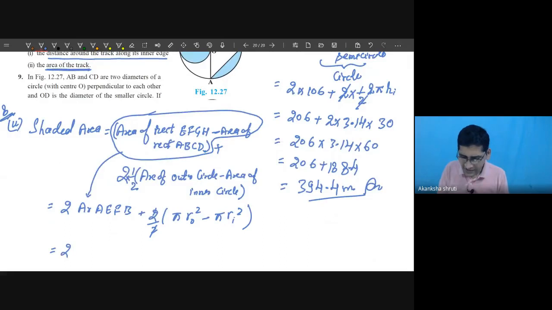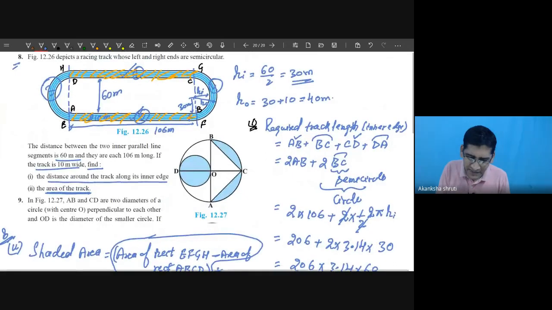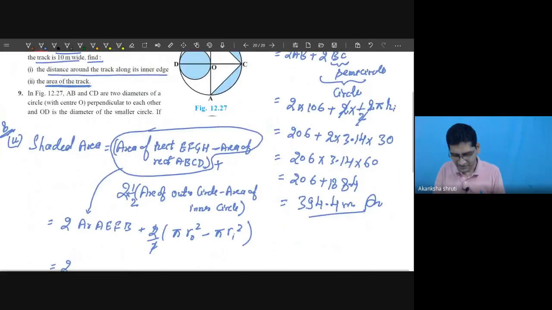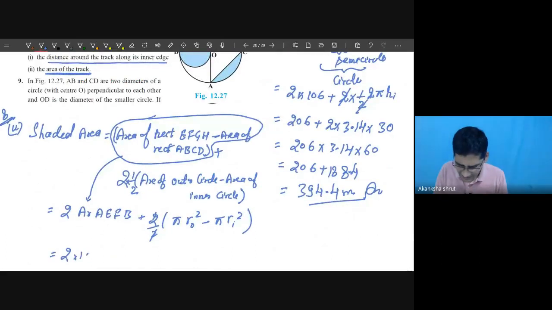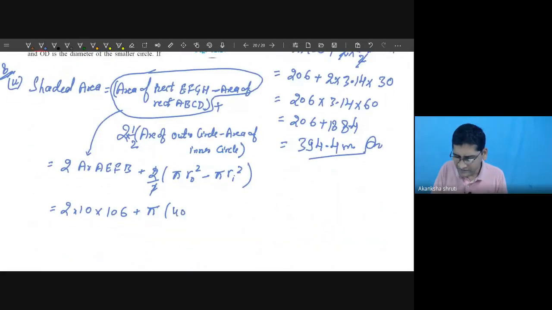So twice for this AEFB, observe AE is given as 10 meter, the width of the track. So it is our 10 into the length, which is 106, plus the pi will come out, and R out we had already calculated, 40 square minus 30 square. Okay, this thing can be calculated very conveniently.